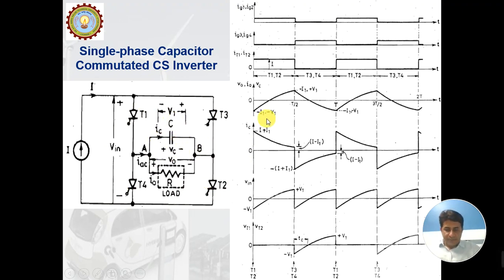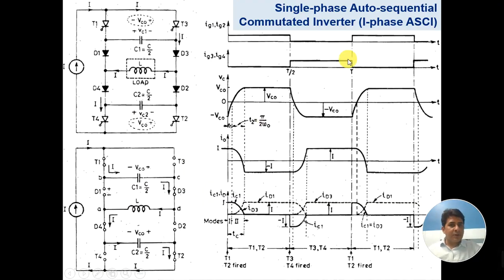There is one more kind of current source inverter which is available. This is called the single phase auto-sequential commutated inverter. This is the most common CSI which is in use. Now in this CSI, we have four devices: T1, T2, T3 and T4. T1 and T2 will be fired at one time, and T3 and T4 will be fired at one time.